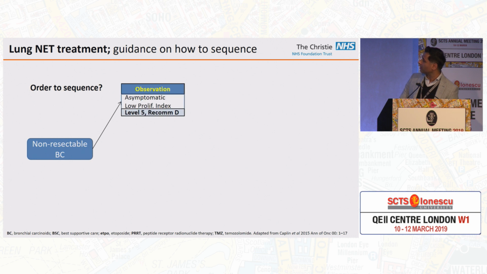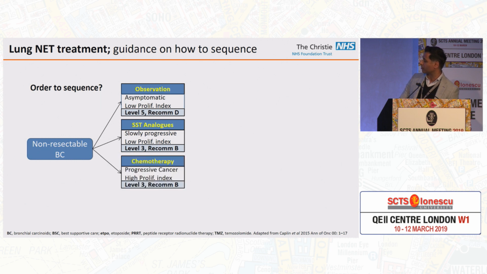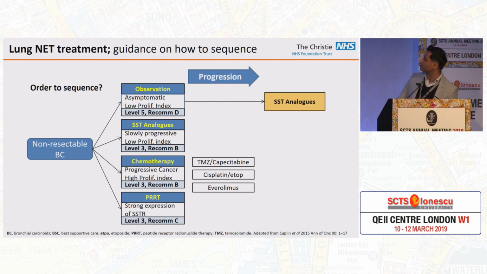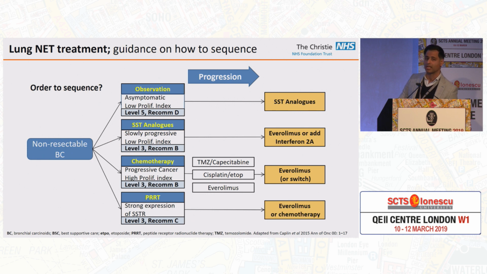So immunotherapies are out. What about sequencing? So very quickly, for patients that are asymptomatic with a very low proliferation index, you can just observe them. For patients that have a slowly progressive cancer, you can give them a somatostatin analog. For patients that have progressive cancer, give them chemotherapy, and that's the choice. And for those that are strongly expressing somatostatin receptors, you can give them PRRT, and then you can mix and match at relapse.